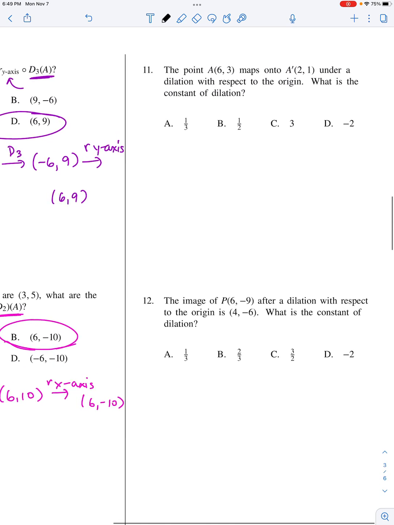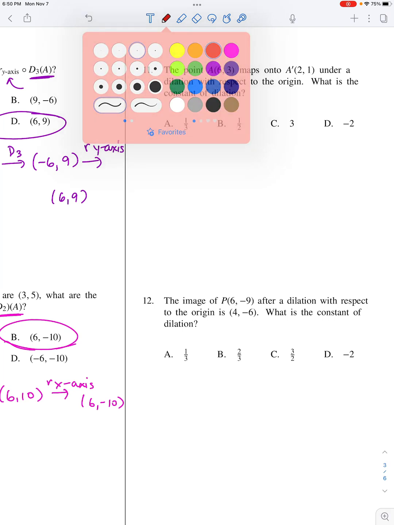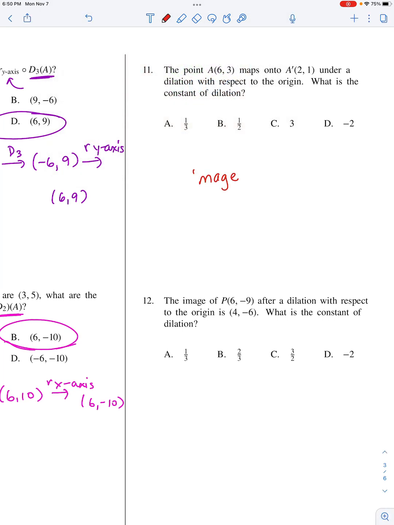11, they want the constant of dilation, so take the image and put it over the pre-image to get the constant of dilation. So the image is that one. Take either the x or the y. It doesn't matter. The 0.63 goes onto 2, 1. Then it went down by 1/3 actually. So the answer is A.